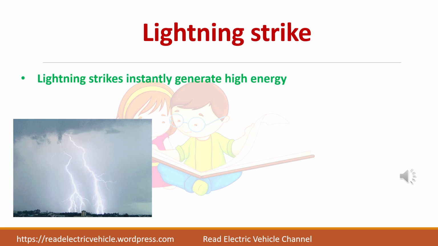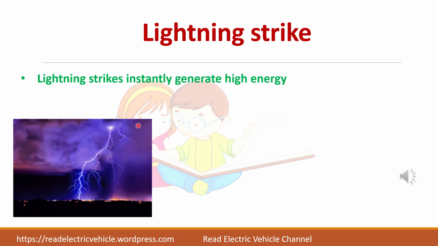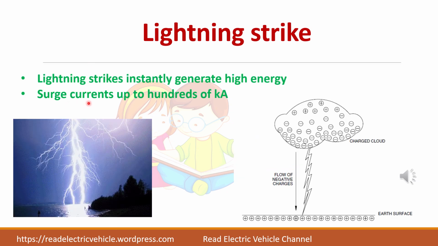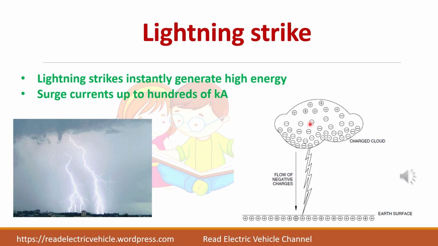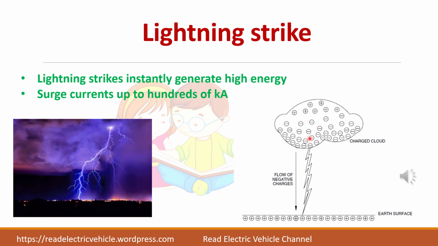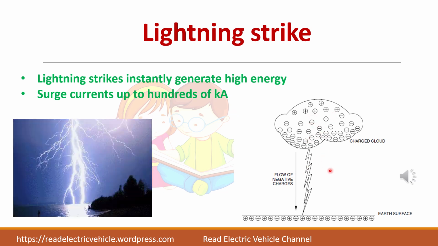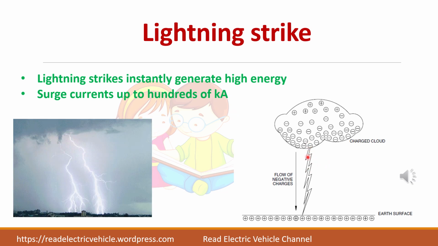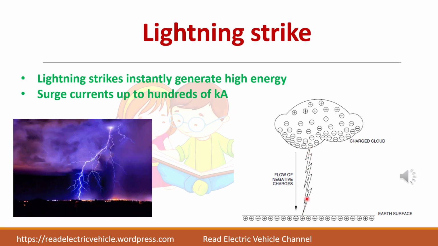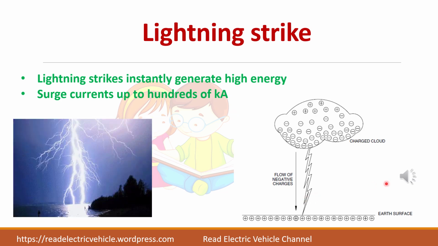Lightning strikes instantly generate high energy and large surge current flows. If you take a charged cloud, the separation of charges creates a strong electric field, and if it is strong enough, it will break the insulating property of the air and electrical discharge takes place, which is followed by a huge sound called the thunder.